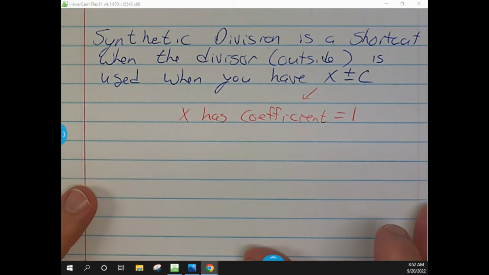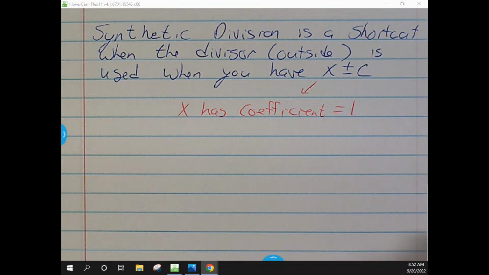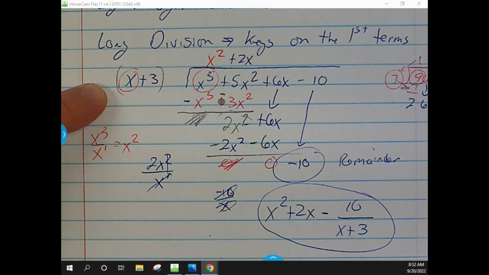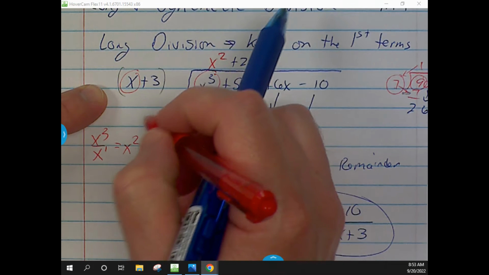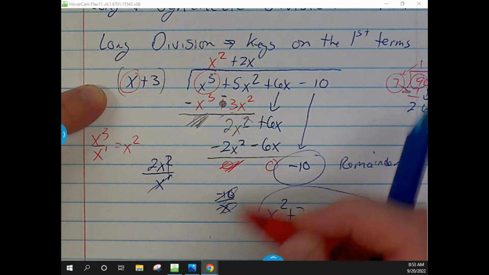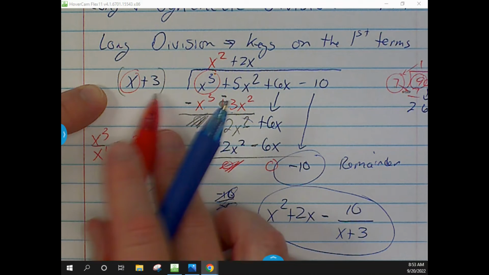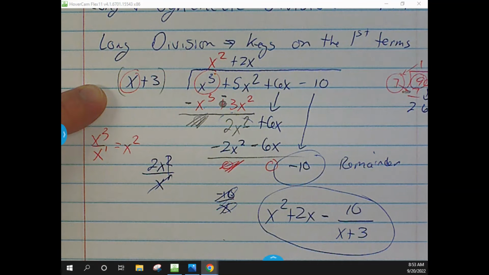Okay, that's kind of the big thing. You have to have x plus or x minus something, that your x coefficient has to be 1. If it's 2x plus 3, like we're up here, we're doing division with x plus 3, we actually could have done synthetic division, and we'll actually do that next. But if this had been 2x plus 3, when we're dividing up here, you would have to do long division. So if this was 2x plus 3 or 3x minus 2 or 4x minus 1 or whatever it is, you would have to do long division. But if it's just x plus, we actually could do synthetic division with this problem.